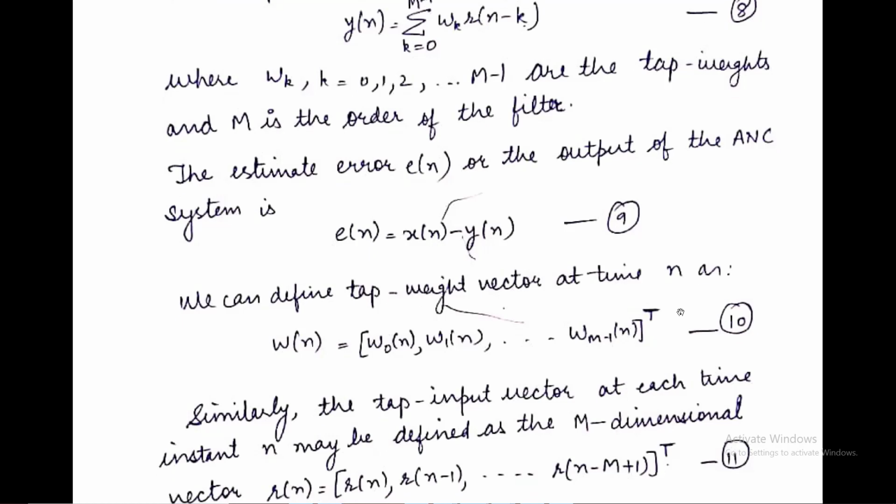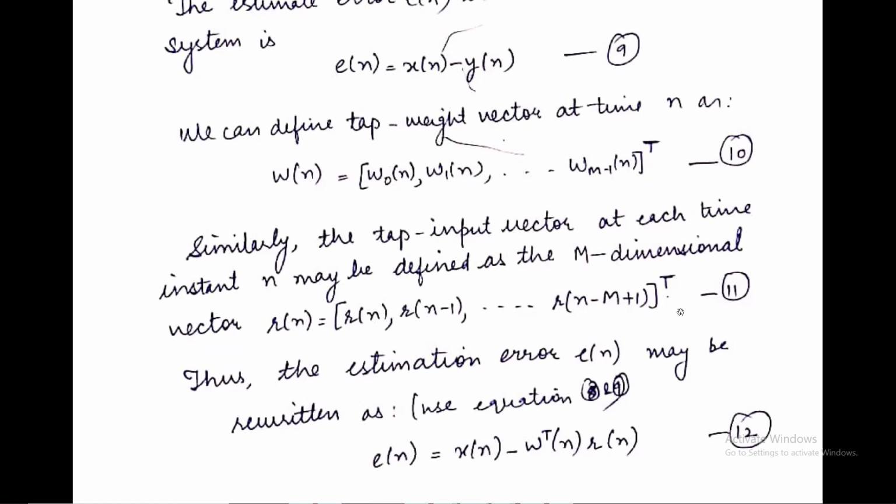Similarly, the tap weight input vector. Rn is the input, so if we are considering it as a vector, it will again be M dimensional. So it will be Rn, and we will take delays. How many delays do we have to take? It is Rn minus 1 up to R of n minus M plus 1. Actually M minus 1 delays we need, because one is the present signal, that is Rn, and the remaining M minus 1 delays we need if it is an M order filter.